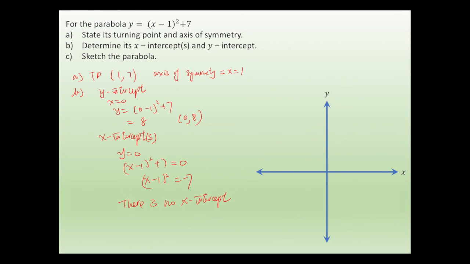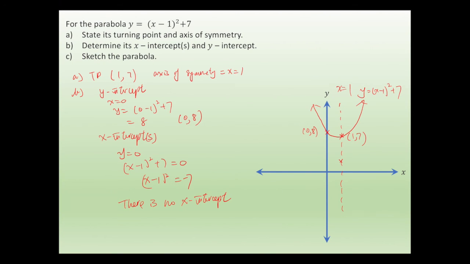Alright, let's draw this. Axis of symmetry, x equals 1. Turning point is (1, 7). Actually, that 7 is too low. Let's make this here (1, 7). And then the y-intercept is here, (0, 8). So let's sketch that. Parabola of y equals (x minus 1) squared plus 7.